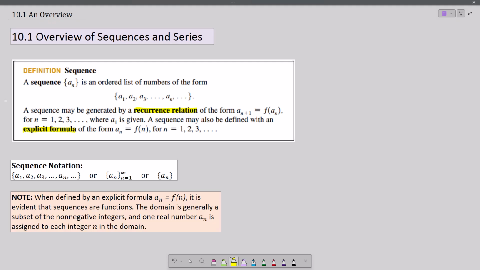Anyone have an infinite recurrence relation sequence that they can name? Counting? Counting is actually, yeah. What do you do to the prior term? You add one. Yeah, that's great, that's true. But there's a really famous one.